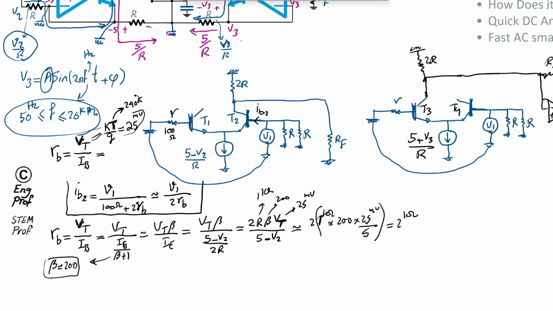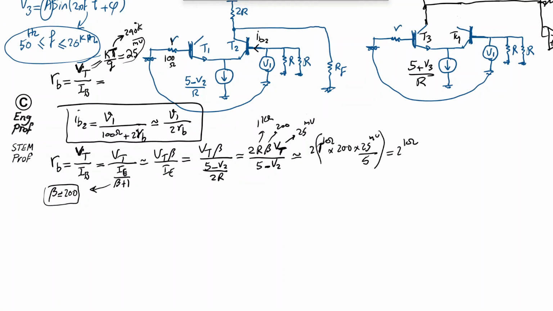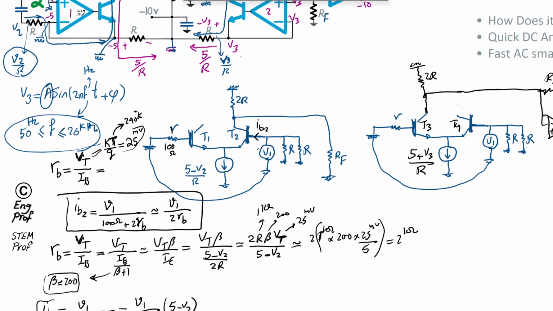This is the formula that I really need. I'm going to expand that formula here. So IB2 is equal to V1 divided by 2RB. I'm going to use this formula that we have. So it will be 4 times R beta Vt divided by 5 minus V2. So as a result, what we're going to get is just V1 divided by 4 times R beta Vt times 5 minus V2. That's IB2, basically this current.